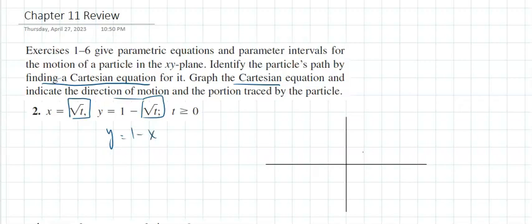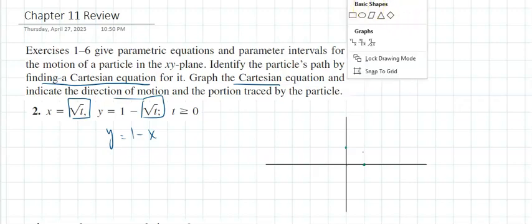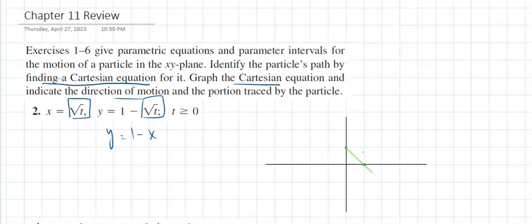At 1, with a slope of 1, down 1 to the right, the line should look something like this. And again, we're using a line that's hard to see because we're not going to take this whole path, we're going to take a portion of it. So as it is, we know that x is always positive and y is going to be less than 1 all the time because square root of t is always positive.